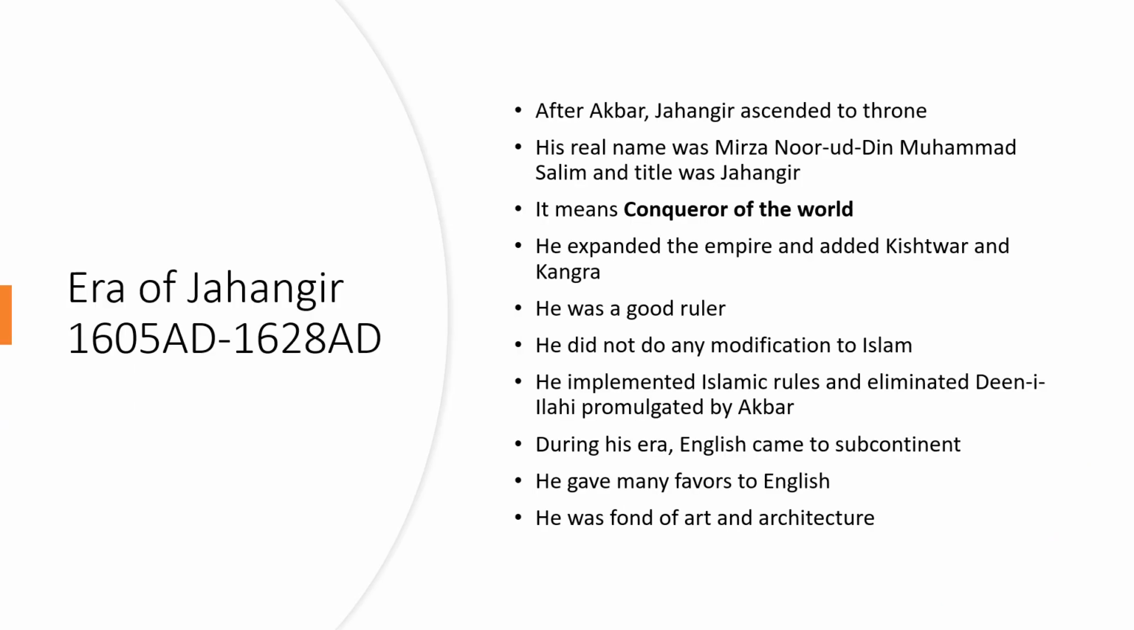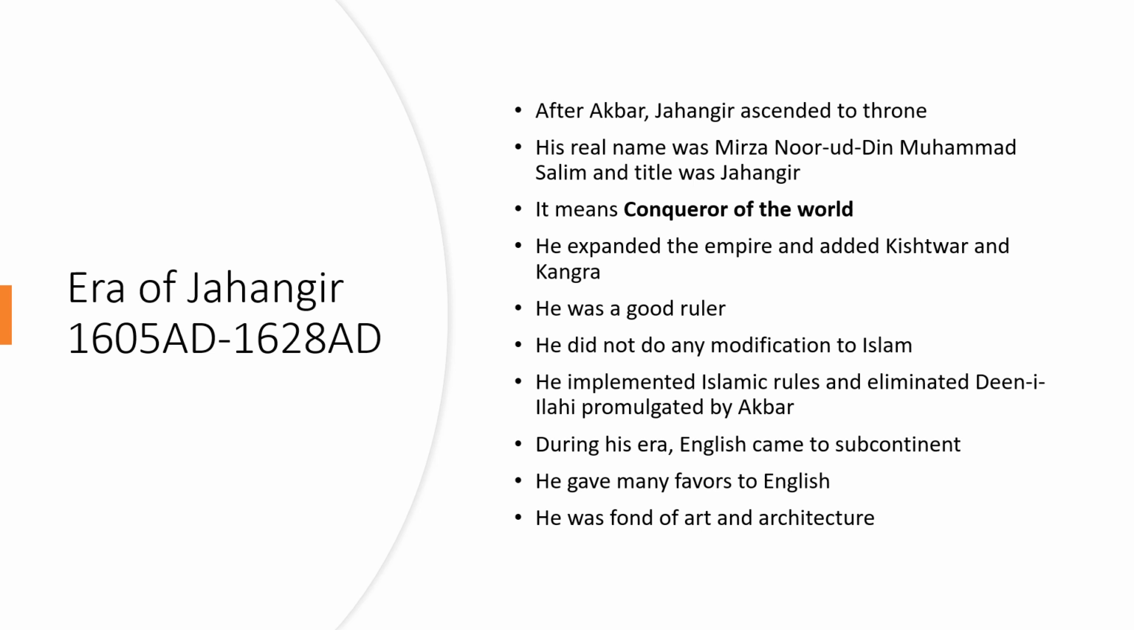So after Akbar, Jahangir took the responsibility of ruling the Mughal Empire. In 1605, Akbar died and Jahangir ascended to the throne. Jahangir's real name was Mirza Nuruddin Muhammad Salim, and his title was Jahangir, which means conqueror of the world. Jahangir was actually a good ruler.